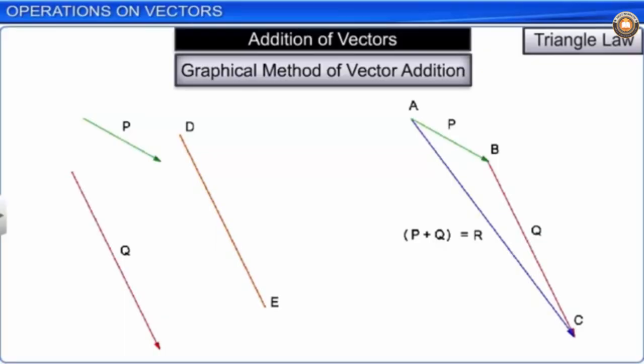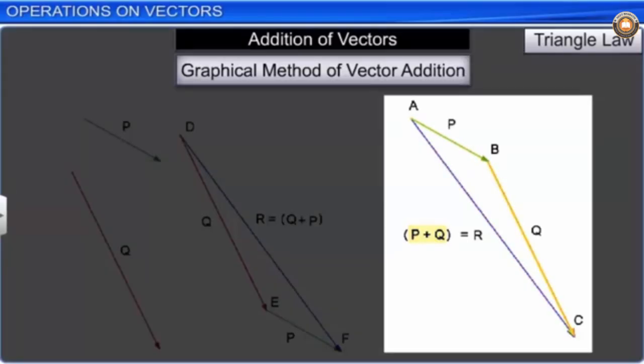The tail of P coincides with the head of Q. Now join DF. Display an arrowhead at F on the line DF. DF is vector R obtained by adding Q and P. Here, vector R obtained by adding P and Q is the same as obtained by adding Q and P. This vector addition is the commutative property of vectors. Vectors also obey the associative law of addition.